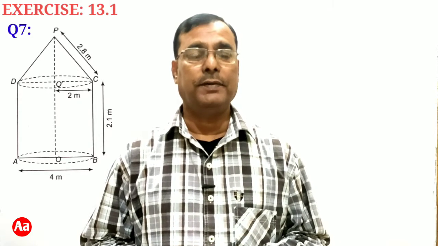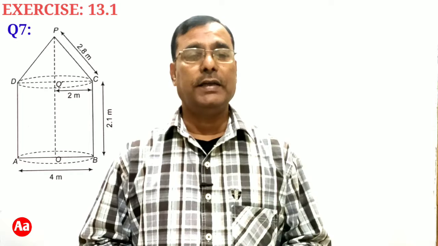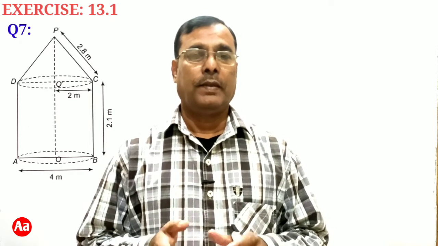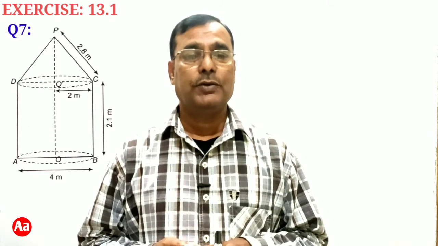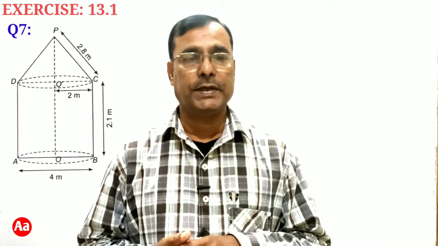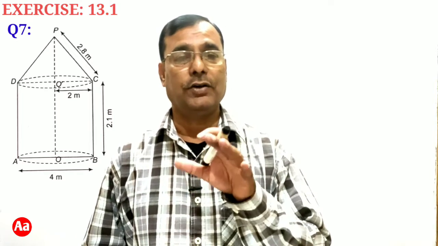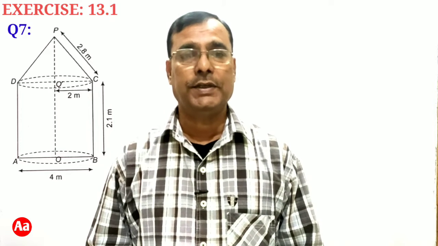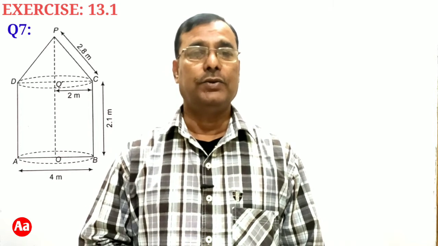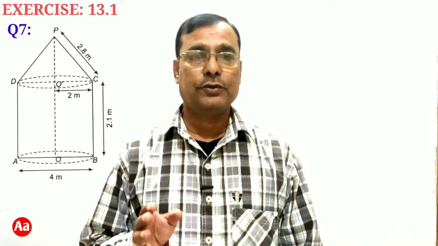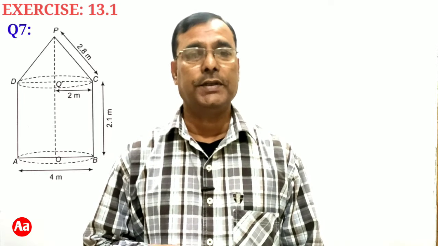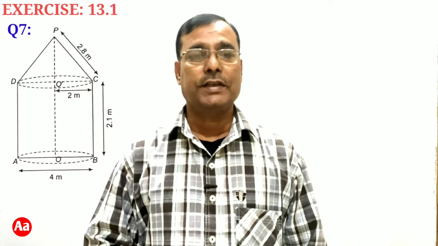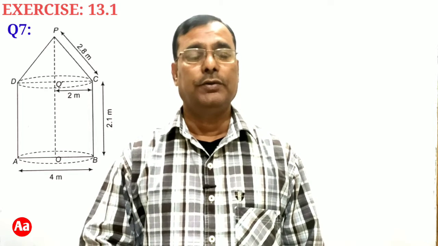Now question number 7. A tent is in the shape of a cylinder surmounted by a conical top. If the height and diameter of the cylindrical part of the tent are 2.1 meter and 4 meter respectively, and the slant height of the conical top is 2.8 meter, find the area of canvas used for making the tent. Also find the cost of canvas of the tent at the rate of rupees 500 per meter square, assuming that the base of the tent will not be covered with canvas.